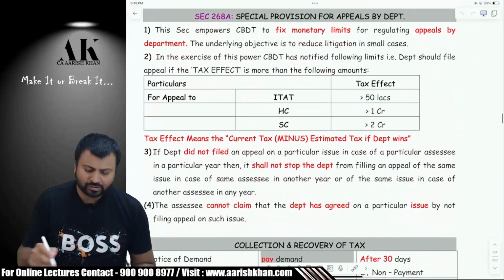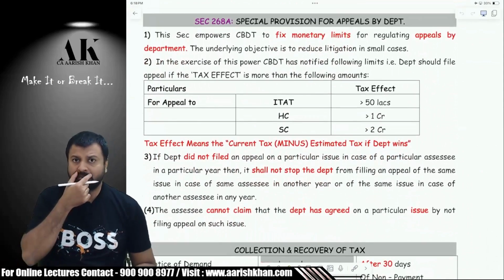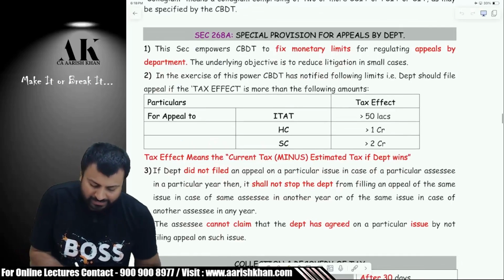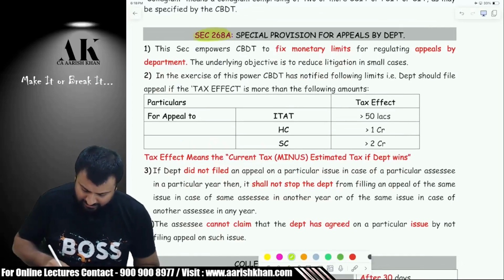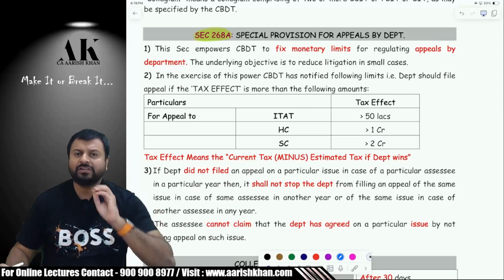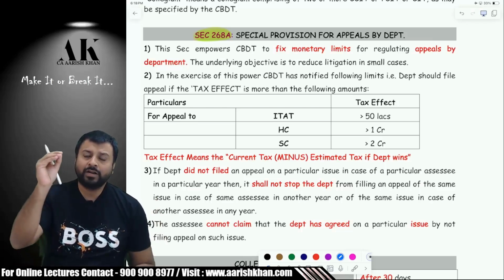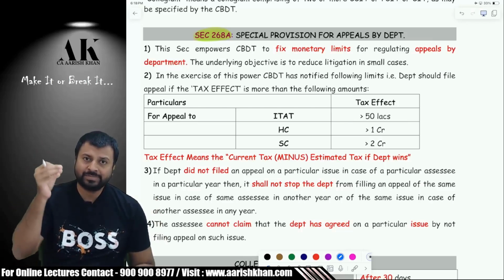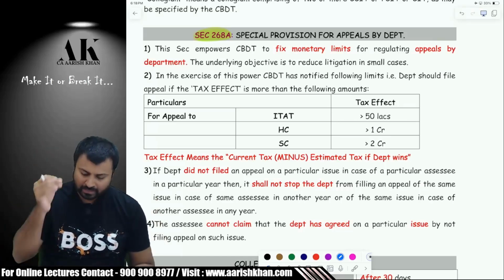Okay. Now coming to the next provision. Again, the next provision is to reduce the burden on the appellate authority. 268A. What is this 268A, sir? Let me tell you. Special provision for appeal by department. Now, there is a monetary limit fixed by the department, that if the stake is below that limit, then the department may not appeal. Okay. What is that stake?